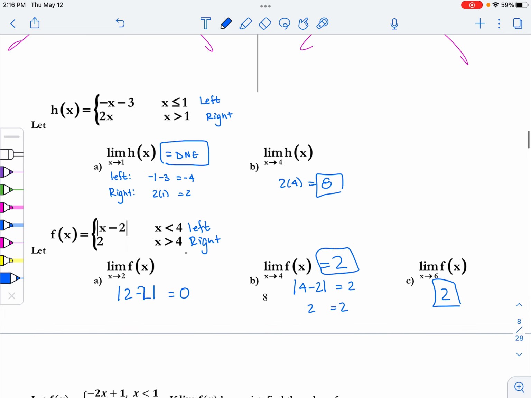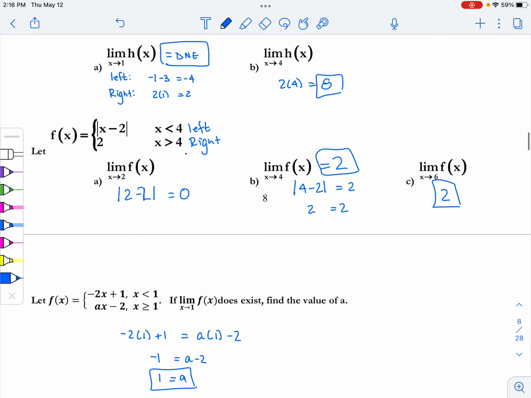Fast forward, looking at this first function, the top represents the left, the bottom represents the right. So at 1, we have to check both left side and right side. The y values are different, so the limit does not exist. Part B, as x goes towards 4, we just have to plug that into the bottom equation because 4 is bigger than 1. So substitute 4 in, we get out 8.